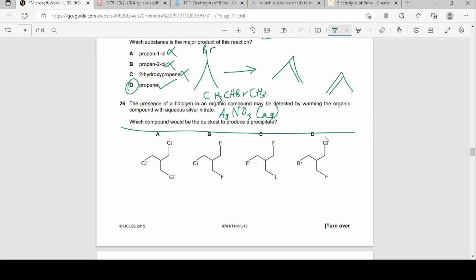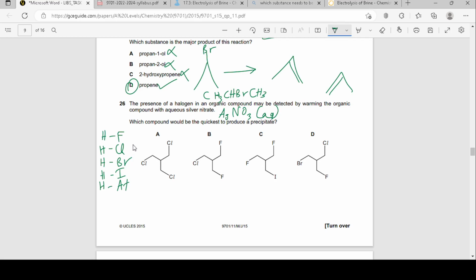So which compound will be the quickest to produce a precipitate? That's the compound which has the weakest bond. I'm just comparing any covalent compound of the halides, for example HF versus hydrogen chloride versus HBr versus HI versus HAt. I ended up writing the whole of group 7.